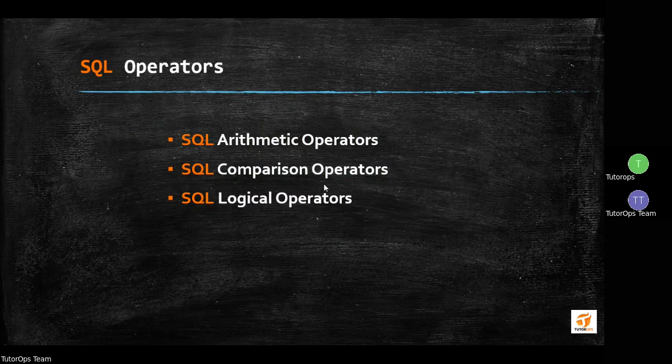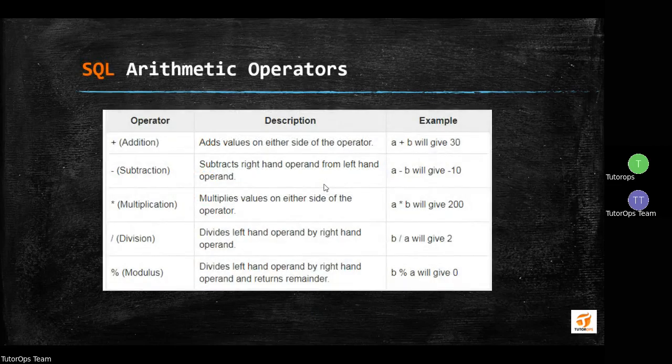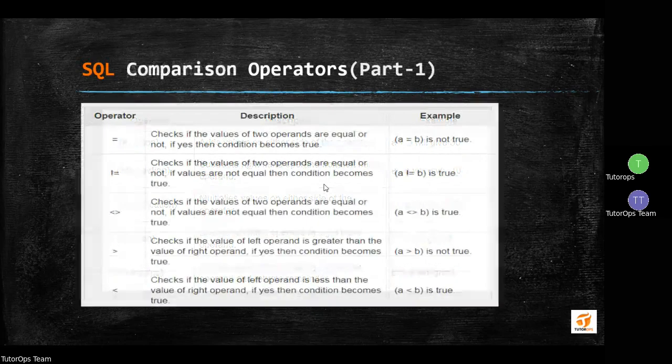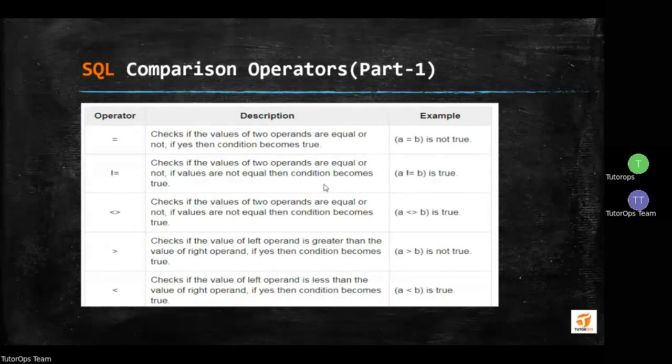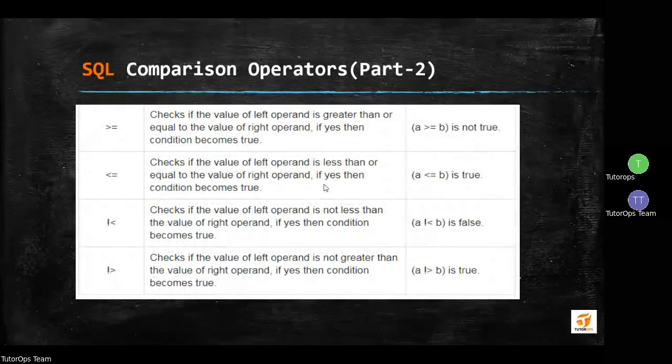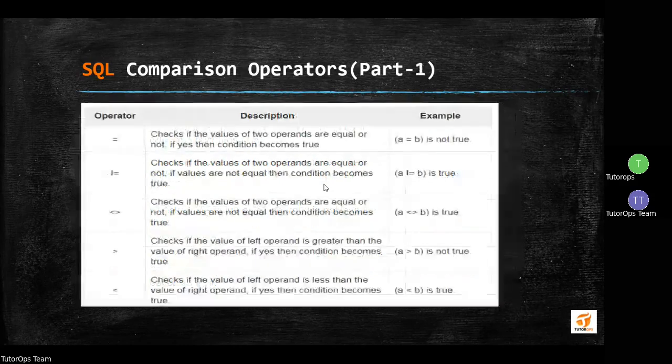So, SQL operators. There are three kinds: SQL arithmetic operators, comparison operators, and logical operators. Arithmetic are plus, minus, multiplication, division, modulus. Then comparison: is equal to, not equal to, greater than, less than, greater than or equal to, less than or equal to. All these are the comparison operators.